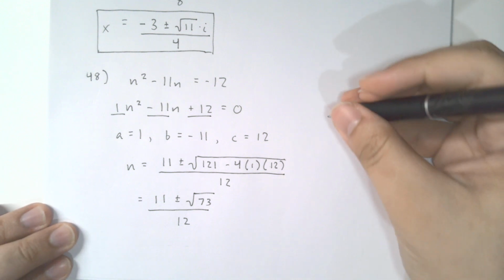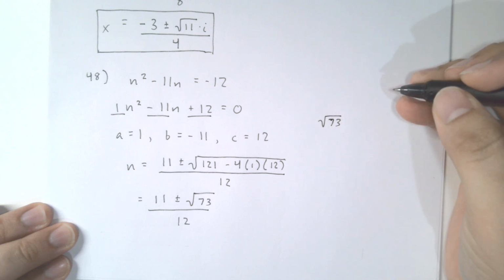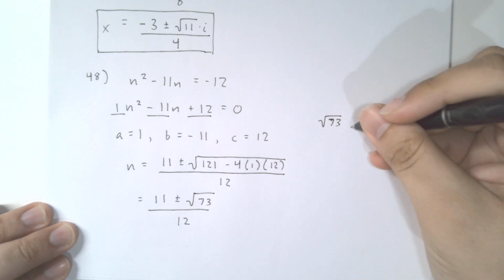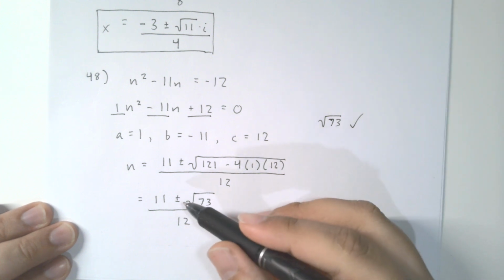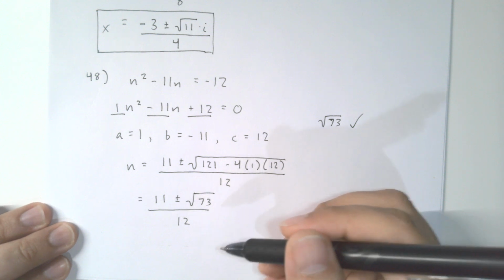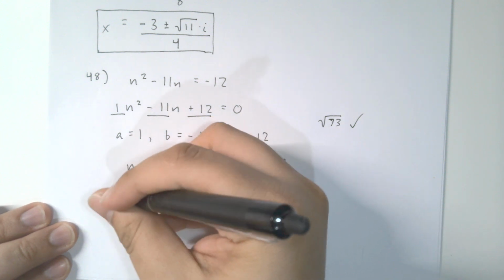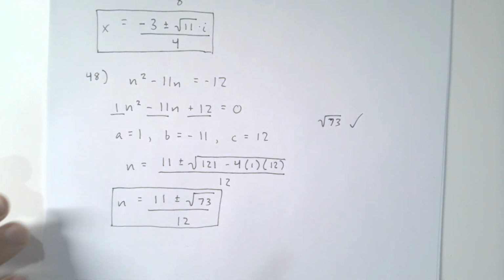And 73 is not divisible by any perfect squares, so it's already simplified. And since this is simplified, we can't do anything more with this. So we just have n is equal to 11 plus the square root of 73 all over 12.